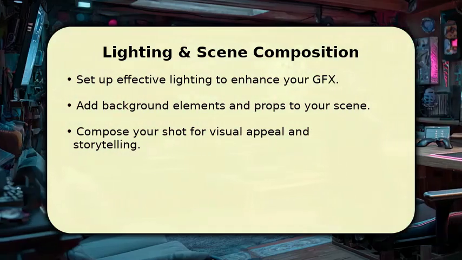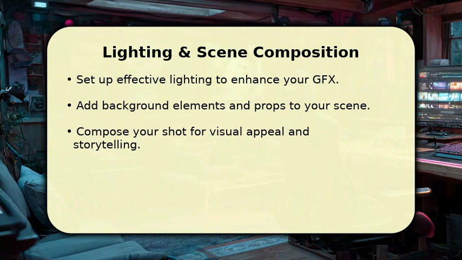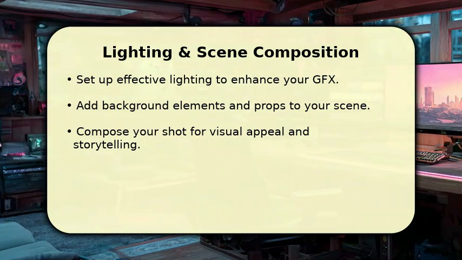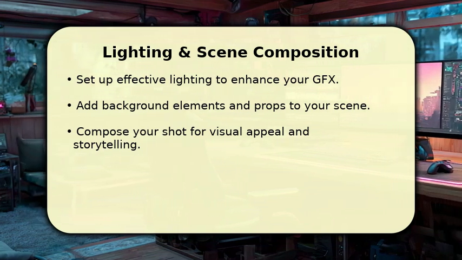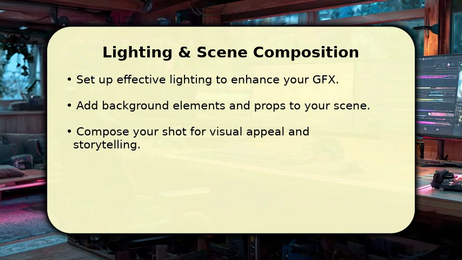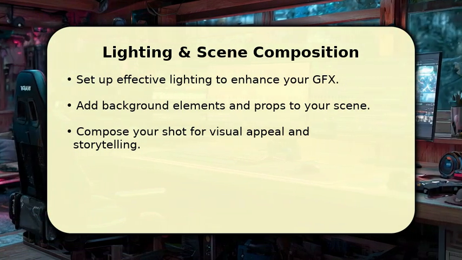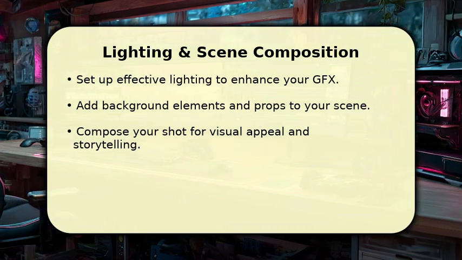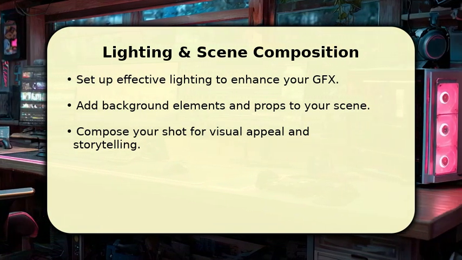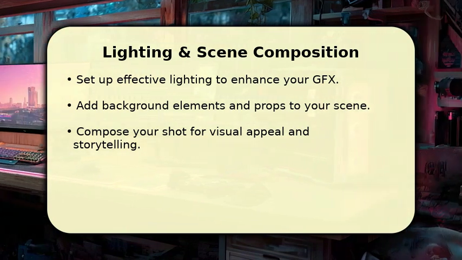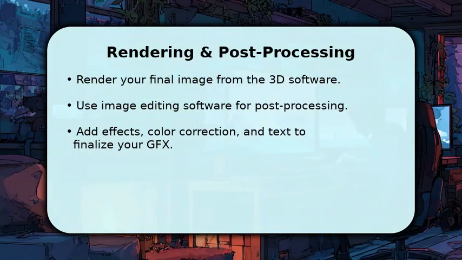With your character posed, it's time to bring your scene to life with lighting and composition. Implement a three-point lighting setup: a key light, a fill light, and a backlight, each serving a distinct purpose. Add environmental elements like trees, buildings, or props to enrich the background. Pay attention to the rule of thirds for balanced composition, ensuring your main subject is visually appealing and draws the viewer's eye effectively. Finally, render your masterpiece.